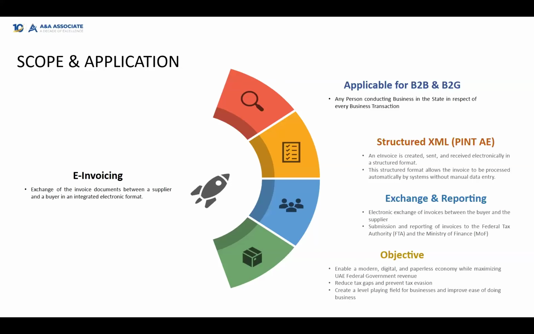Now, once this invoice is generated by the ASP, which is an accredited service provider, it will be exchanged between the seller to the buyer. And then if all the details laid out in this invoice are correct as per the rules and regulations, then we will pass it on. That means we'll report it to the Federal Tax Authority.